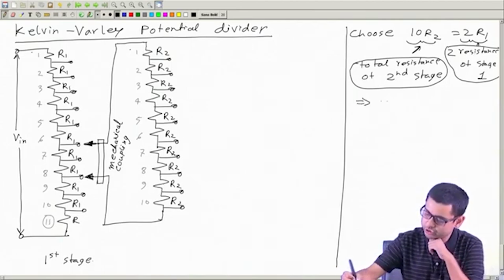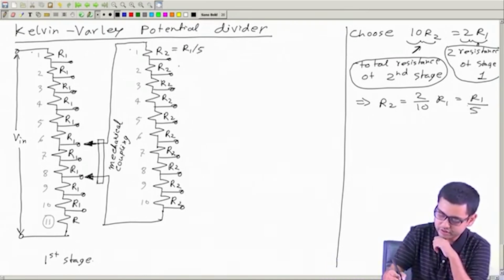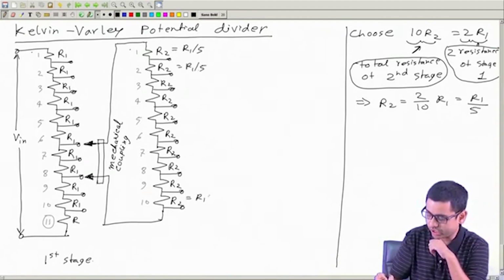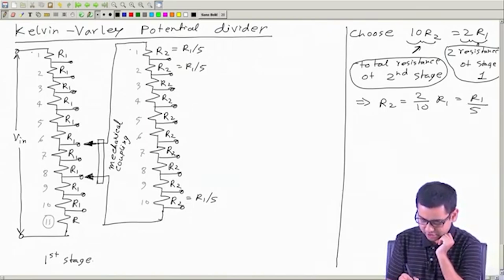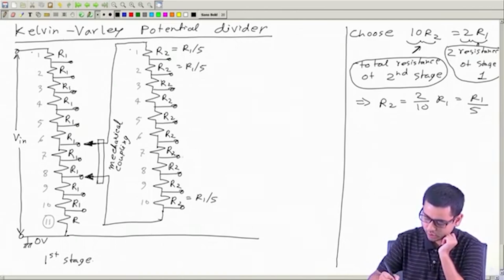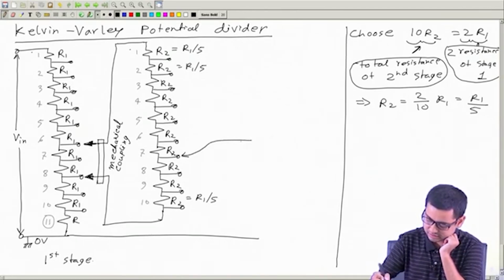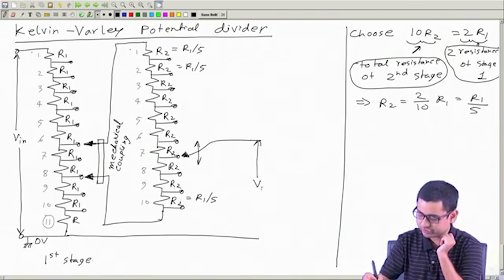Okay. So, I will choose it in this way. So, that means I will choose R2 equal to 2 by 10 R1, which is R1 by 5. So, let us choose it this way, R1 by 5, R1 by 5, and so on. This is also R1 by 5. If I do this, and then the output I will take from this point as the reference, call this reference point. So, output will be taken from this reference point and one point. So, this you can move, you can connect it anywhere to this second stage. So, between these 2 points I will take V out.